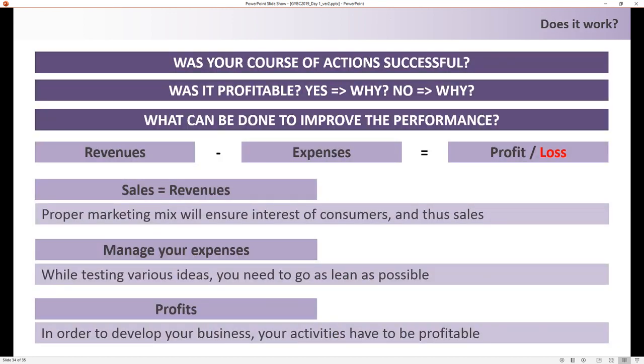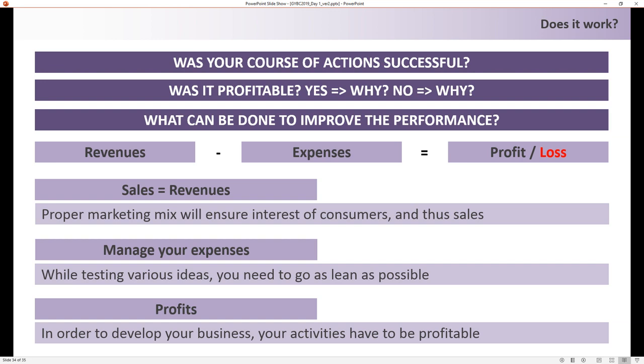Another part is you should ask yourself: does it work? Was your course of action successful? Was it profitable? Yes, no, why? What could be done to improve the performance? Always remember, this is business. At one point, it might look a bit complicated, but in reality, it's very simple.